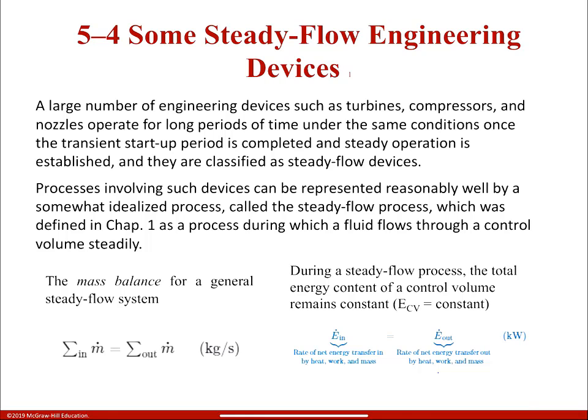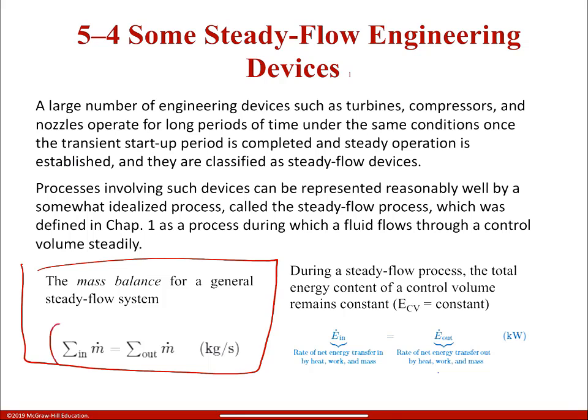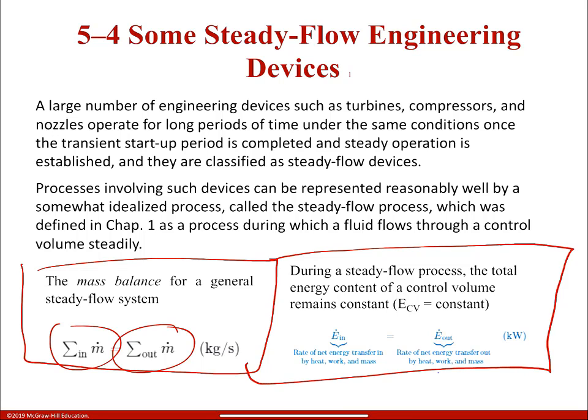So, a large number of engineering devices such as turbines, compressors, and nozzles operate for a long period of time under the same conditions once the transient startup period is completed and the steady operation is established, and they are classified as steady flow devices. So, what is the important part of this whole process? That the mass balance for a general steady flow system is given like this. The mass flow coming in is equal to the mass flow coming out. During a steady flow process, the total energy content of a control volume remains constant.